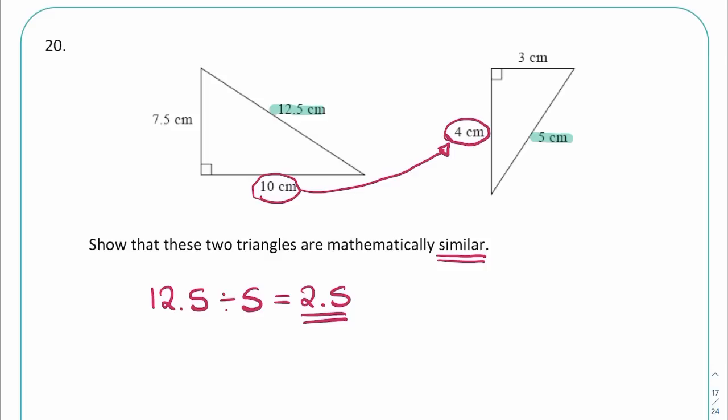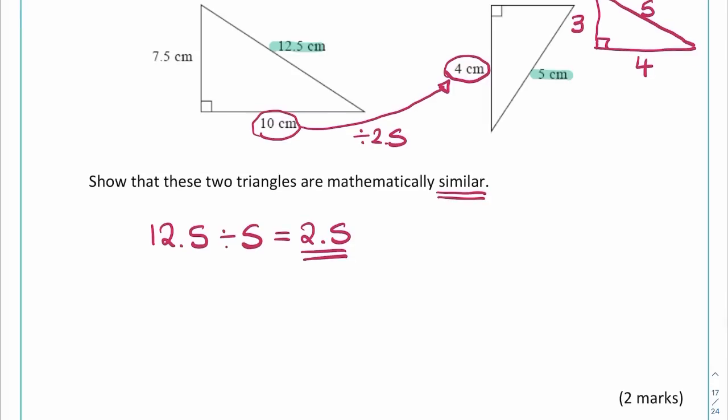If you were to rotate that one round, you could redraw this triangle so it looks in the same orientation. You've got the 5 as the hypotenuse, the 3 would be here, and the 4 would be here. Might help just to redraw that. I do like redrawing the shapes when you're looking at similar shapes so that they're in the same orientation. So if we're going from 10 to 4, that is dividing by 2.5. Again, we are showing it, so we should probably show that working out. So 10 divided by 2.5, check that, but that is 4 centimeters.